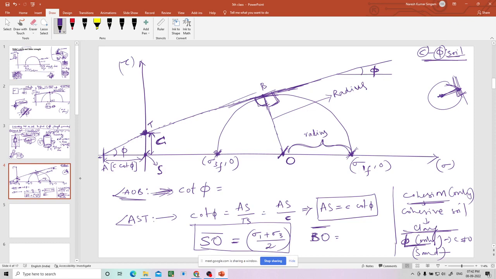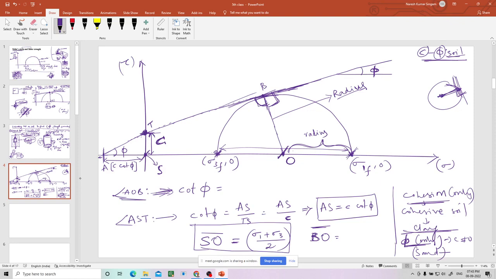Radius is the distance between the center and any point on the circle. I am taking the distance between any point on the circle and the center, that is why it is radius, and these are equal to each other, right? Now if you can tell me the distance between these two, then I can divide by 2 so that I will get the radius. That radius is nothing but OB. Now tell me what is the distance between these 2 points.